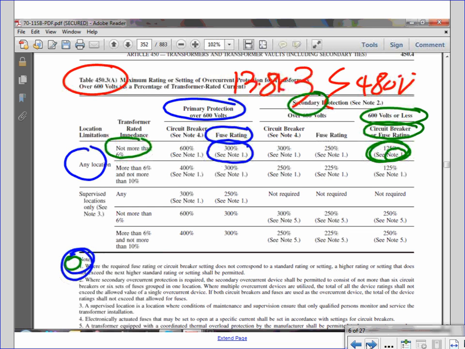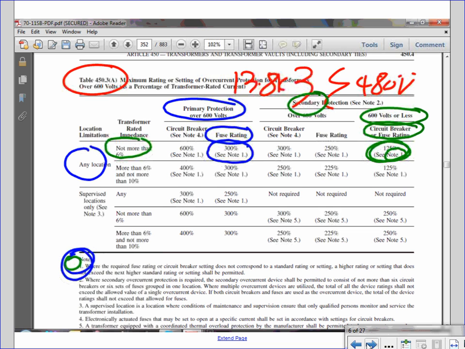Here, I will remind you, my transformer is 13.8 on the primary, 480 on the secondary. Okay. So primary protection over 600 volt, is it? Yup. Secondary protection, is it over 600 volt? No. Is it under 600 volt? Yes. Why? 480. So that's why I highlighted this side and this side. So first the primary protection over 600 volt. You have a couple of options. Supervised location. Have I told you that this is going to be in a supervised location? If they say supervised location, like in an industrial plant where electricians are maintaining the system, you can size it differently. If you have no idea, you default to where?